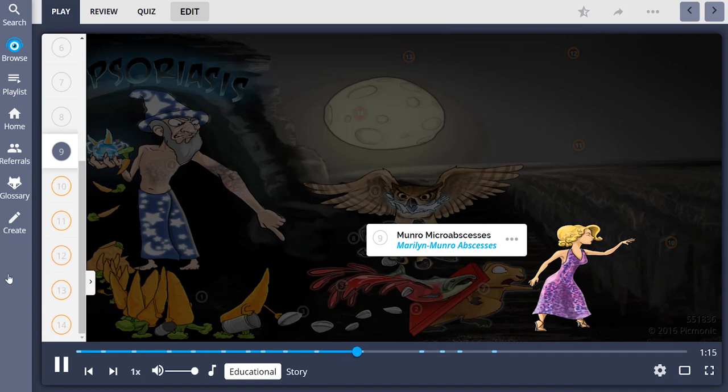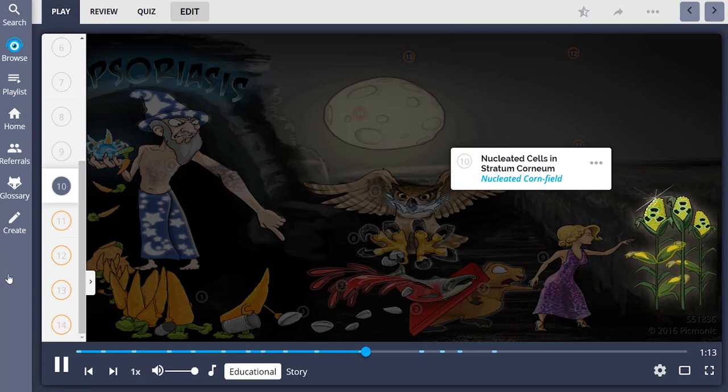in the stratum corneum. We also see nucleated cells in the stratum corneum, depicted as the nucleated cornfield, which are retained keratinocyte nuclei, termed parakeratosis. Remember that in psoriasis, there is an absence of stratum granulosum too.